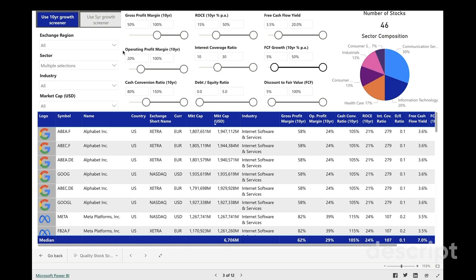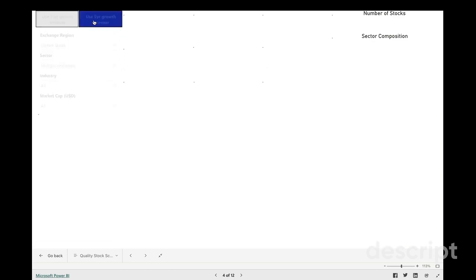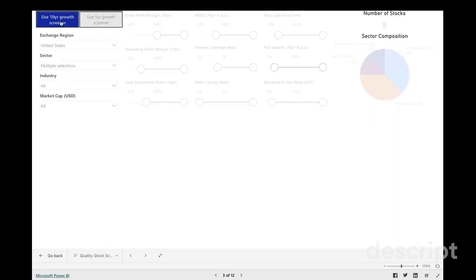Use the drop-down menus to select the exchange region, sector, industry, and market capitalization range you're interested in. Let's select United States as the exchange region. The screener also covers various other regions across the world. You can also choose to screen stocks based on 5-year or 10-year growth rates. For the purposes of this demo, we'll use 10-year growth rates.